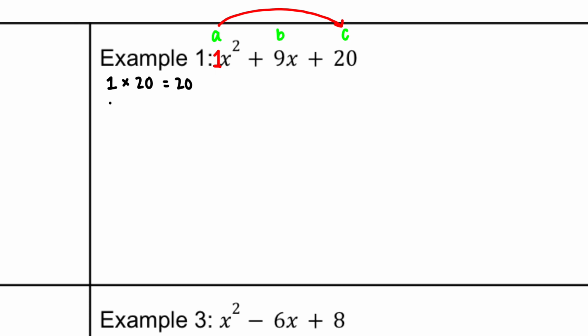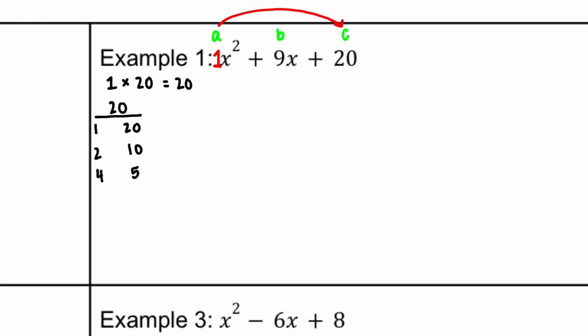Step 2 now says that we're going to list out the factors of 20. So I need all the numbers that multiply together to give me 20. So I have 1 and 20, I have 2 and 10, I have 4 and 5, and then it repeats because it's 5 times 4. When that happens, you're done listing out your factors.